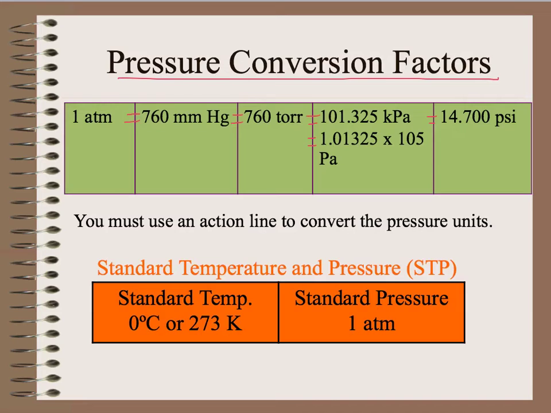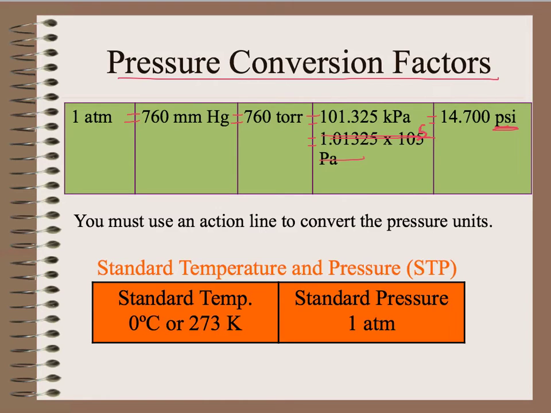This is 1.01325 times 10 to the fifth Pascals. That is to the fifth. When I copied this over, it didn't come out right. We don't use Pascals very much, so might as well not even write that one down. And then 14.700 psi. This is what we use here in America a lot, pounds per square inch, psi. So all those are equal to each other, and we can convert because these are conversion factors, and we'll practice that in just a second.